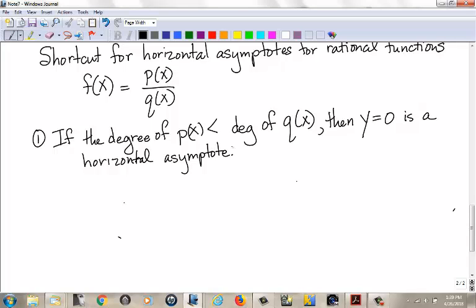So, like if we had the degrees less on top. So say the degree on top was x to the 3rd, and the degree on the bottom was x to the 5th. I automatically know y equals 0 is a horizontal asymptote. The degree is less on top. Okay.